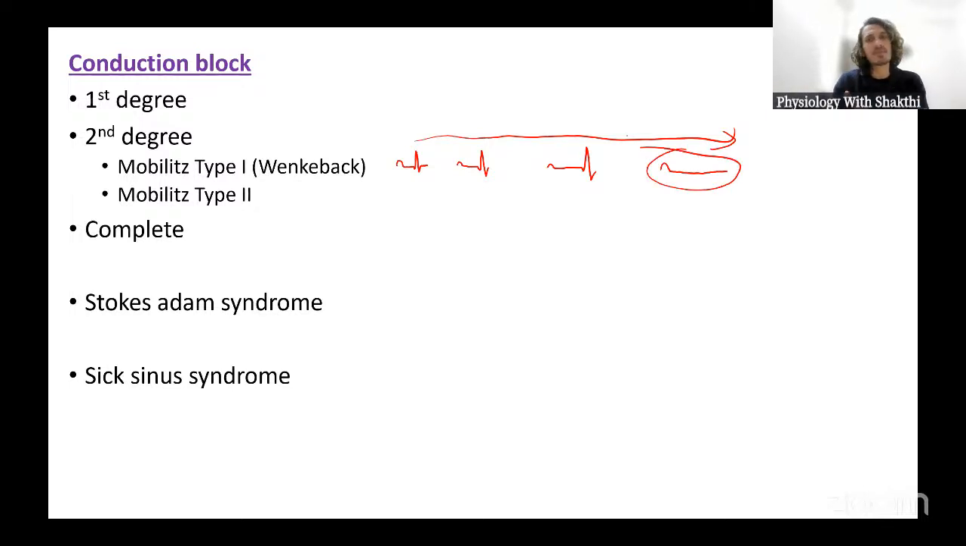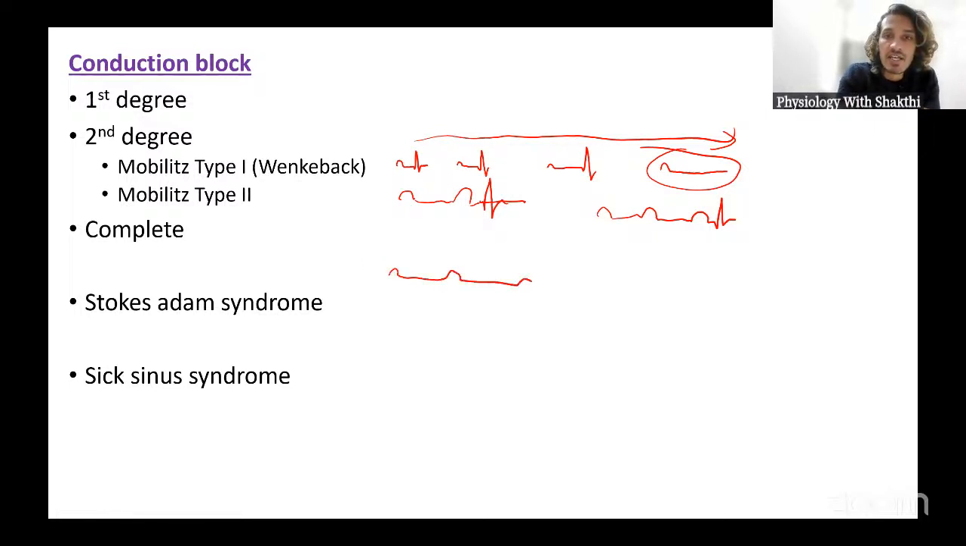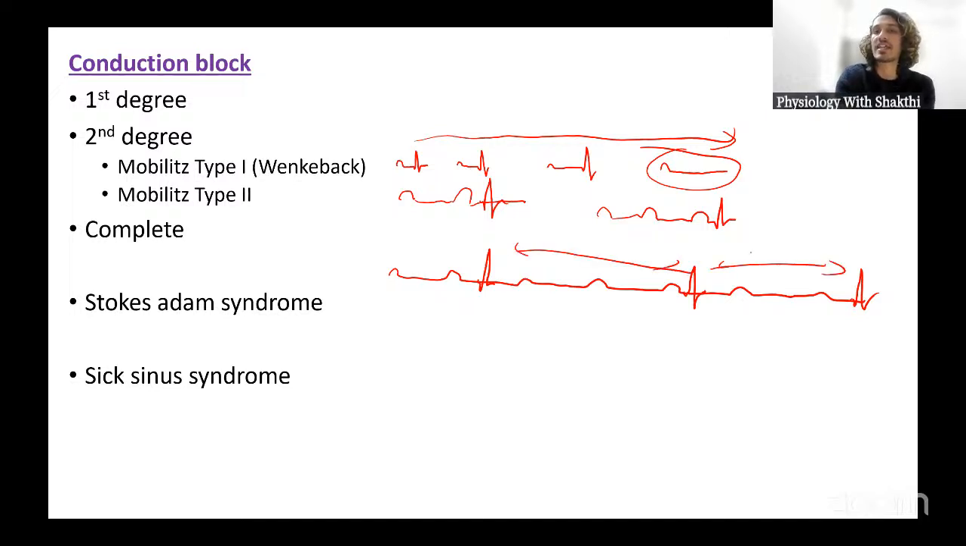In Mobitz type 2, there will be some ratio, 2:1 or 3:1 like that. So 2 P waves will be there, and for that, 1 QRS complex will be there. That is 2:1. Or if 1, 2, 3 and 1 QRS complex, so this is 3:1. So Mobitz also has missed beats. In complete block, what is going to happen? We have many P waves which have no QRS complex. And randomly in between, you will see some QRS complex which has no relation to your P waves. And if you look at the rate, it's going to be very slow. This RR interval rate, if you calculate, is going to be slow. This is called idioventricular rhythm.